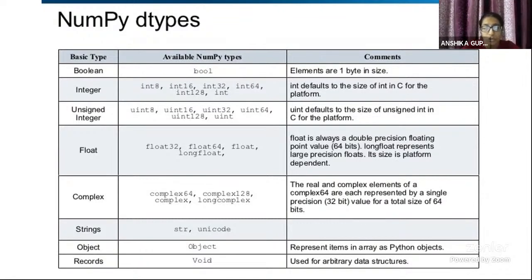Then we read about strings, how strings are written as str or Unicode. Then we read about objects, which represent items in arrays, that are Python objects. Then record was just for arbitrary data structures used to initialize your program with proper standardization, because without localization and definition, you cannot just move on to write code and represent that.